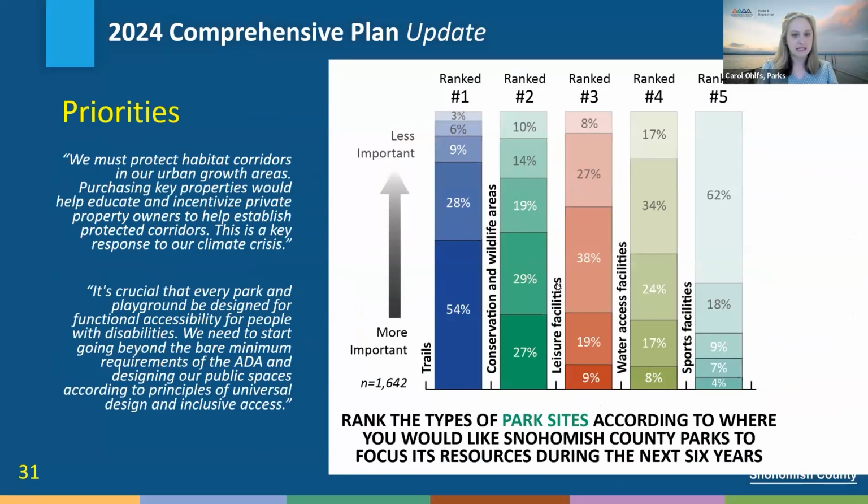The survey asked folks to rank the types of park sites according to where they would like parks to focus our resources. And the rankings prioritize trails, then conservation and wildlife areas, then leisure facilities such as picnicking and playgrounds. We received comments such as these that focus on habitat corridors and urban growth areas, and inclusive design for parks that provide universal access.